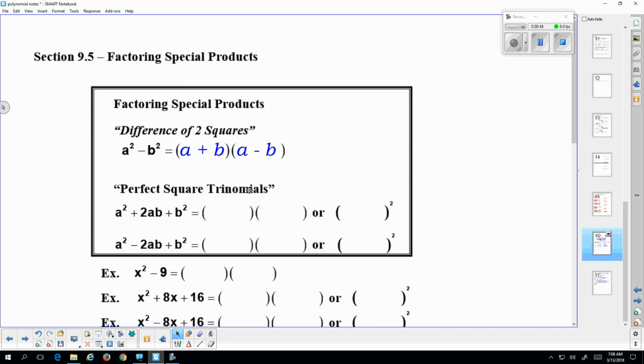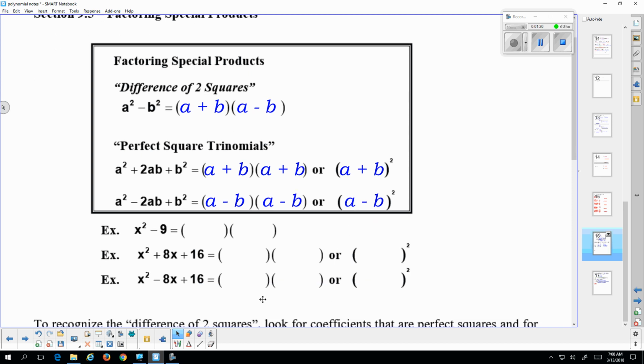And then the perfect square trinomials is when you have a number squared on either side, and then you have twice the product of the two numbers. So in that case, it'll be (a plus b) squared. Or if you have that minus 2ab, then it would be (a minus b) squared. Okay, and it's confusing with letters, but when you see it with numbers, it'll make a lot more sense. So a few examples, okay?